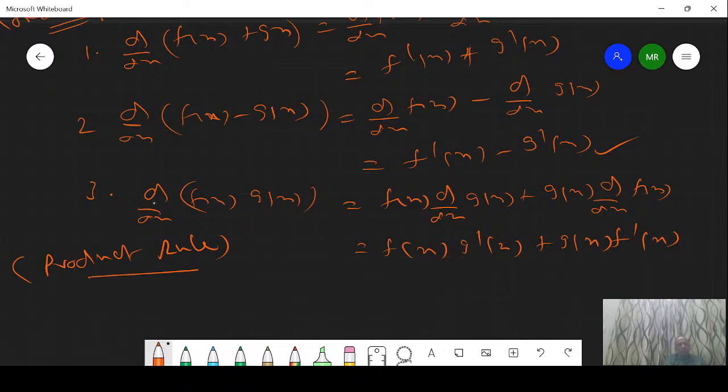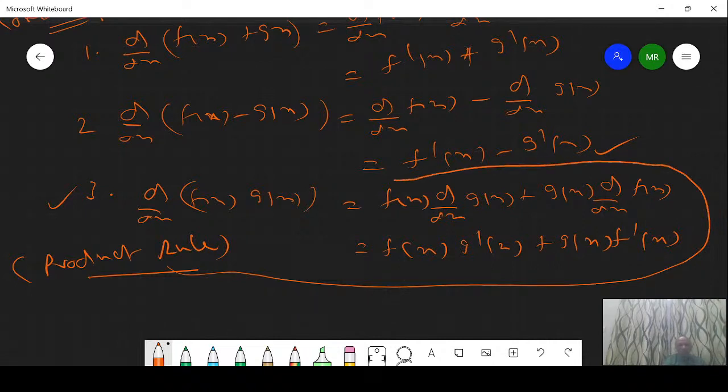I can say product rule. This rule is called the product rule. The third one, this one, what I will now take, is called the product rule. What I defined here is the product rule. Product rule is important. I will tell you all examples. Product rule: first into, remember like that.